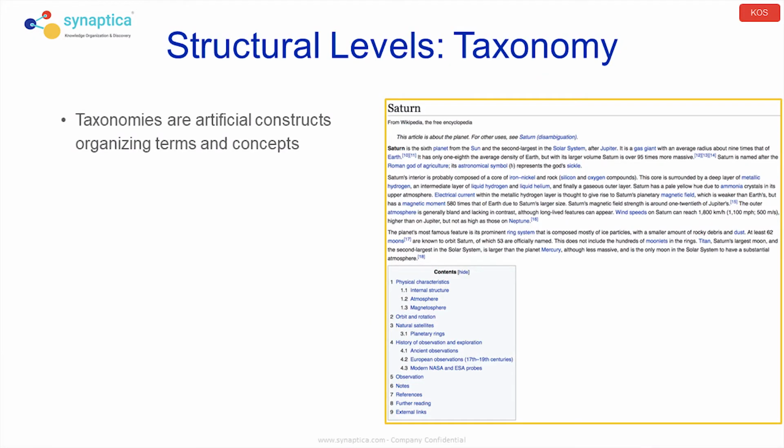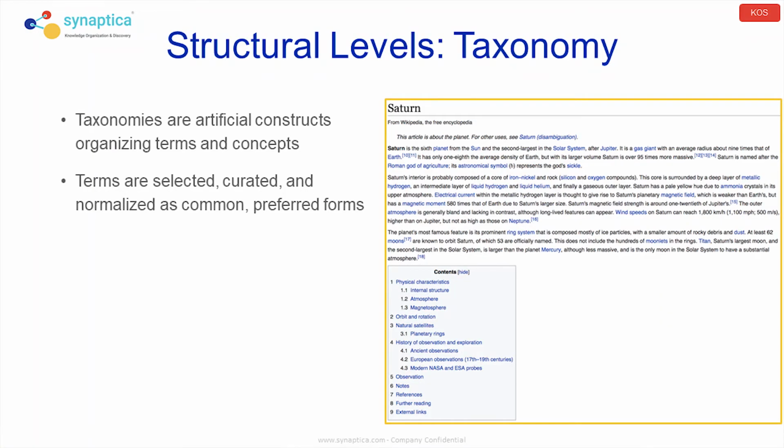Okay? So I consider a taxonomy a very artificial construct. These are terms that have been pulled out of context. We have put them into a tree. It's very unnatural when you think about it, that we have created these hierarchies. It's very artificial. We are imposing a structure on the language, and then we are imposing that structure onto content.